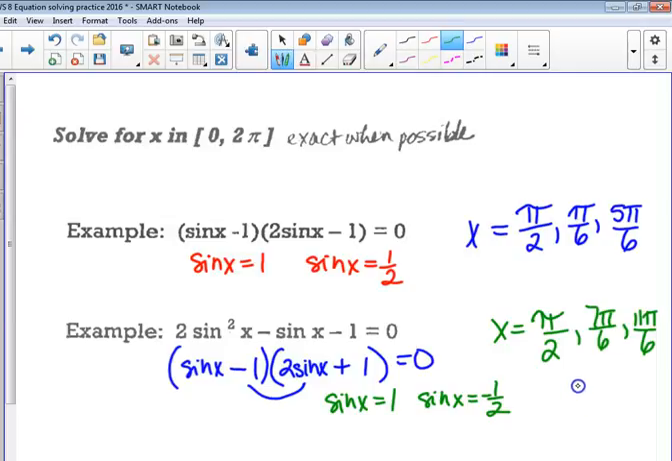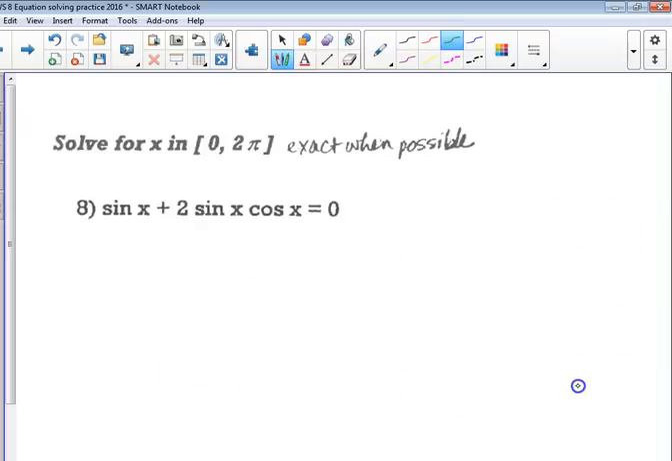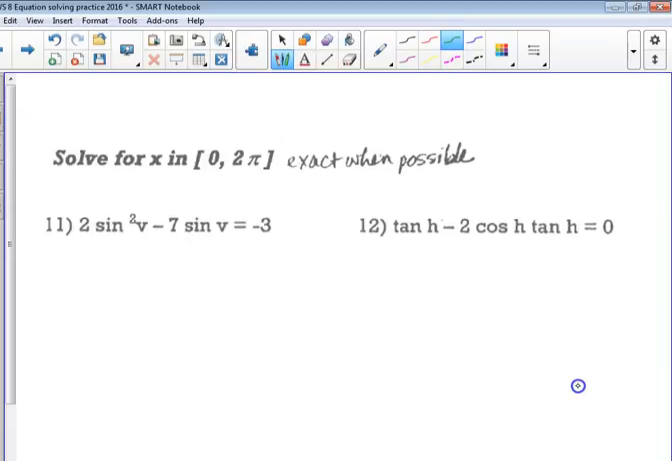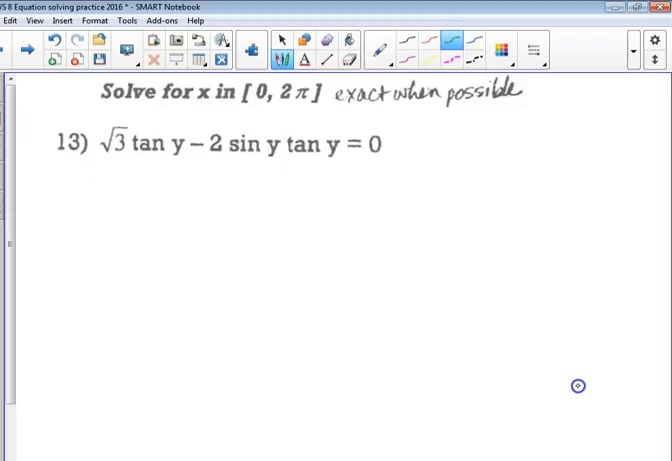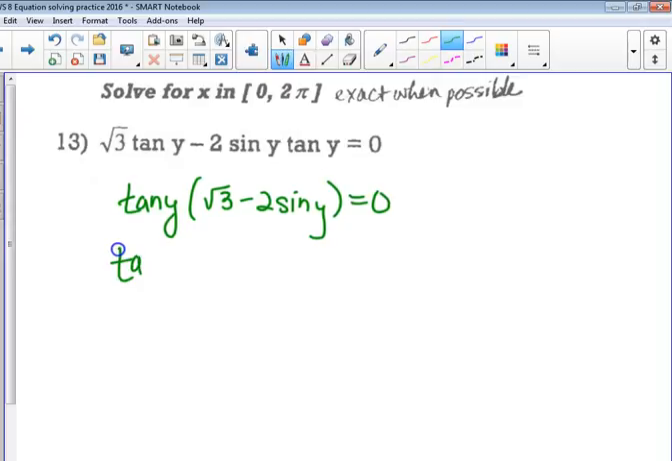Okay. Can I factor one more? Am I speedy? What do you want to try? 13? We can take out a tangent of y. So we get, where is the tangent equal to 0? Or the sine equal to negative square root of 3 divided by negative 2 would be positive square root of 3 over 2.